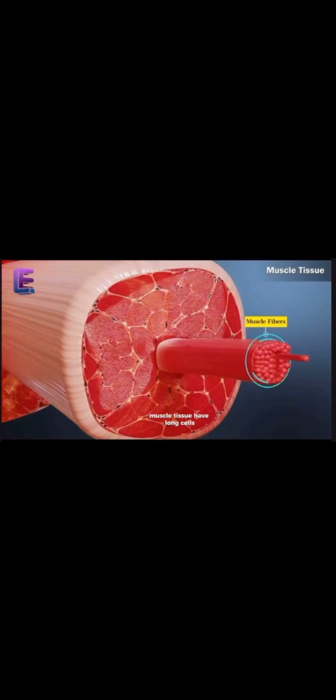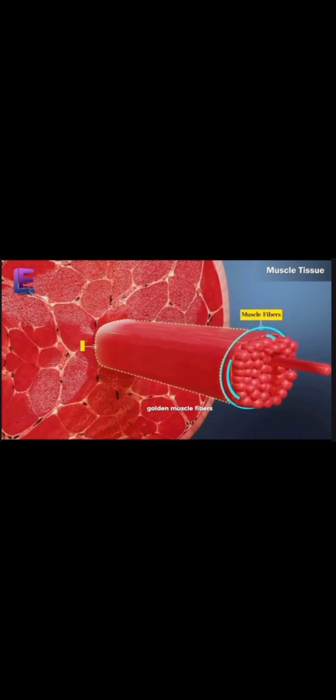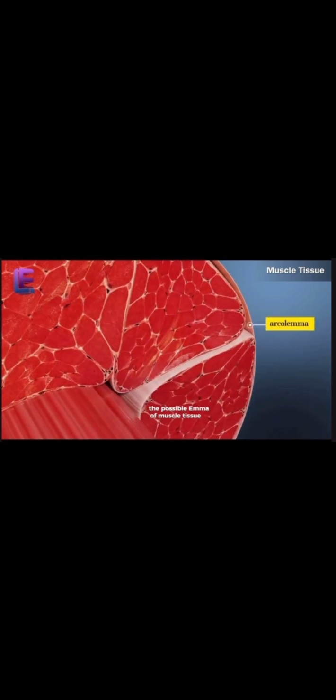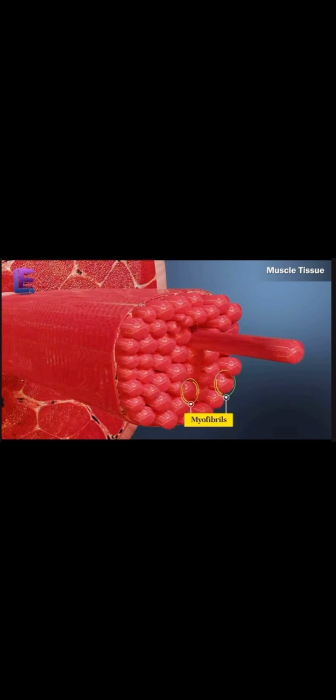Muscle tissue has long cells called muscle fibers. These have a connective tissue cover. However, they don't have a capsule. The plasmalemma of muscle tissue is called the sarcolemma, while the cytoplasm of muscle tissue is called the sarcoplasm. Within this, there are multiple fine myofibrils. Each myofibril is made of a thick and long myosin filament and a thin and short actin filament.